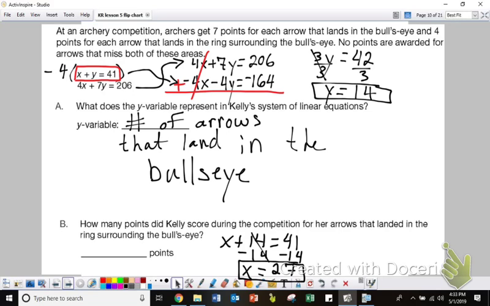So since I had said that the variable y is going to be the number of arrows that land in the bullseye, then x is going to be the number of arrows that landed around the bullseye, so not actually hitting the bullseye. So those 27 arrows, I still need to multiply times the point value that I get for each of those. And if you read back in the original, it says you get 4 points for each arrow that lands in the ring surrounding. So I have this 27, I still have to multiply that times 4. When I do that, I'll get 108, which is my answer of 108 points.